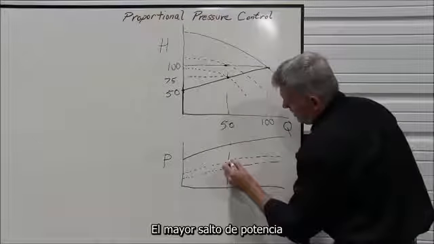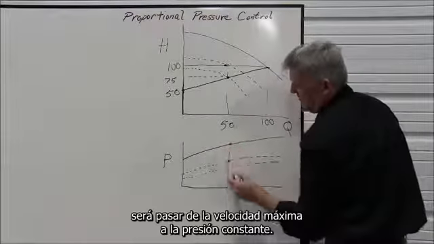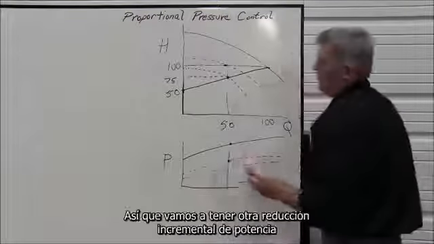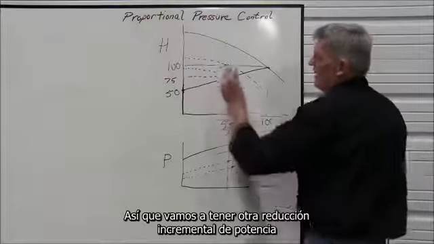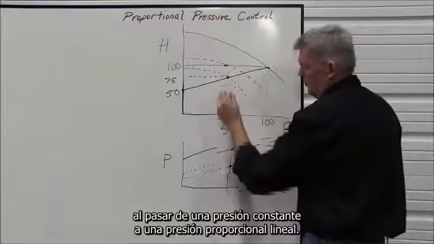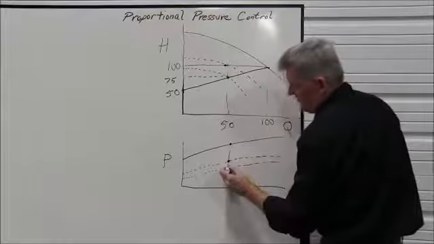The biggest jump in power is going to be going from full speed down to constant pressure. So we're going to have another incremental reduction in power by going from constant pressure down to proportional pressure linear.